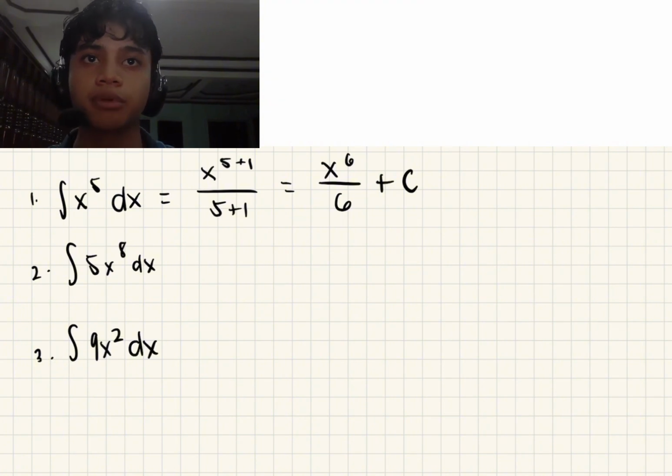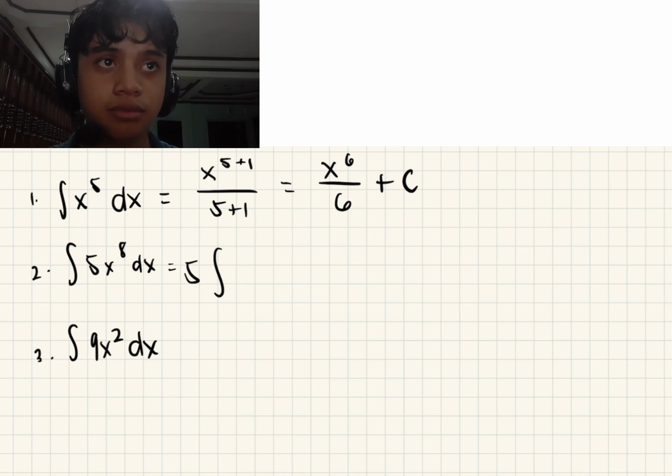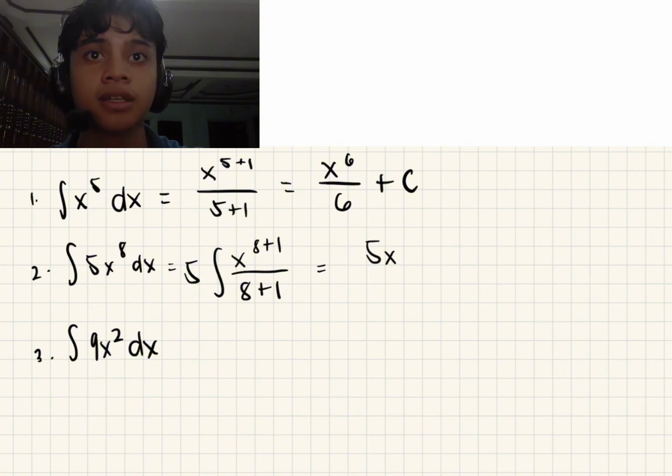For the next example, it's going to be the integral of 5x to the 8th power dx. We're going to take 5 outside the integral, and then we're going to add 1 to the exponent 8. That becomes 9, and divide by 9 plus c. So that becomes 5x to the 9 over 9 plus c.